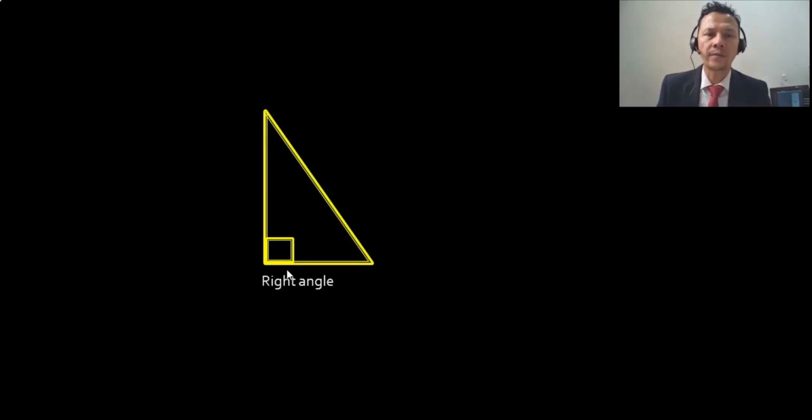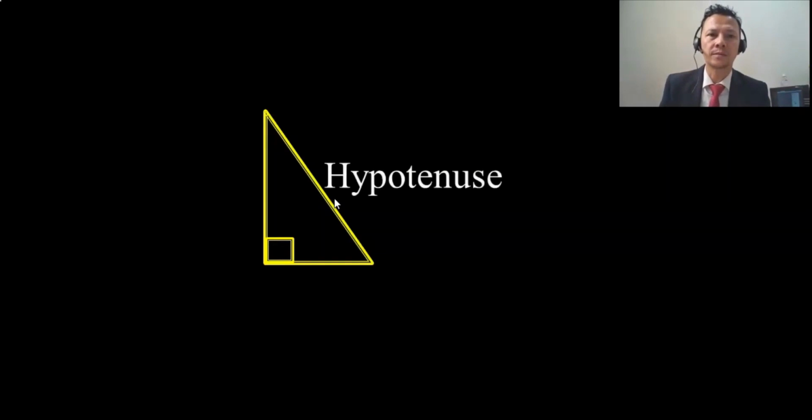Now, we have to identify a hypotenuse. Yes, you heard it right. The hypotenuse. It is the longest side in a right-angled triangle, and also it is opposite to the right angle. So here we have a right angle. The side that is opposite this side over here is the hypotenuse. It is the longest side and it is opposite to the right angle.